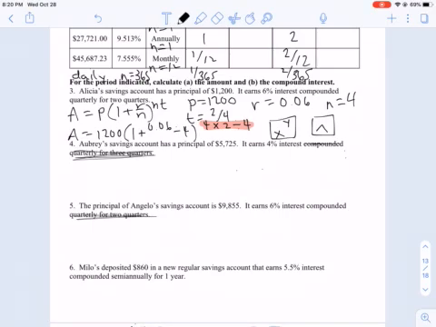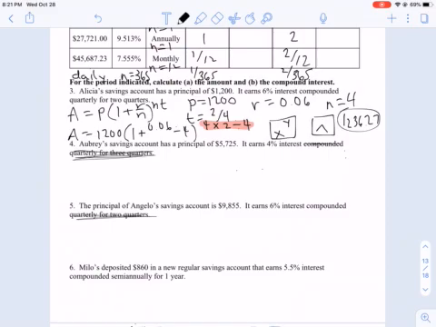All right, so remember, we want to use our x to the y. Use your x to the y, and there we go. And we get $1,236.27. Okay.